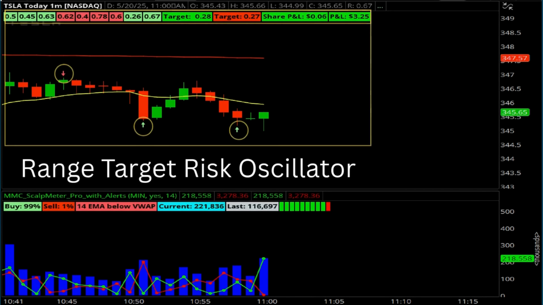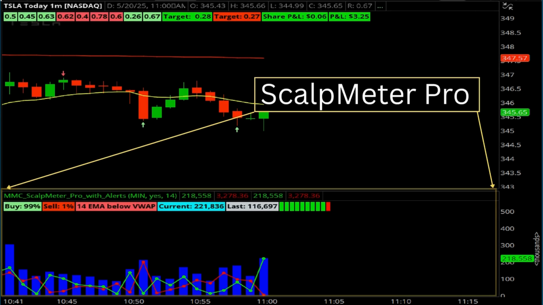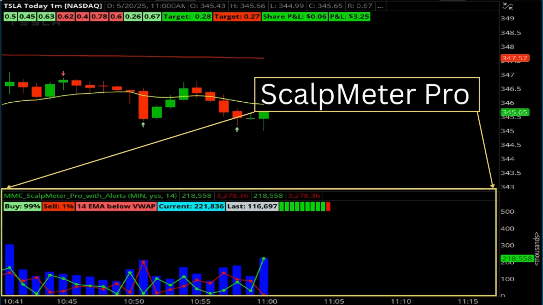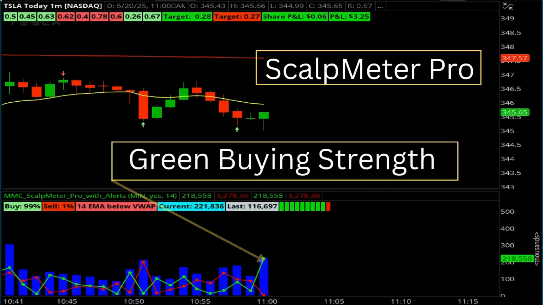Now let's look at what helps identify potential entries. Meet the ScalpMeter Pro. The ScalpMeter Pro is the engine behind your trades. At the base of your chart, you'll see bold blue volume columns. These represent volume for each candle. But what makes them different is what's happening inside them.